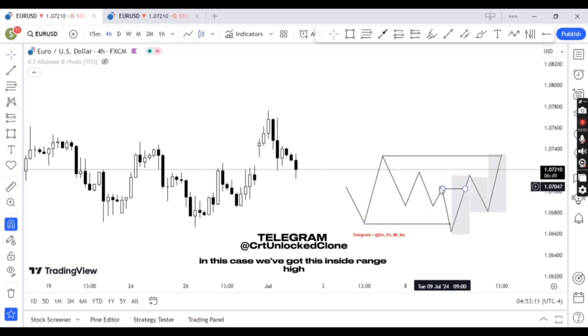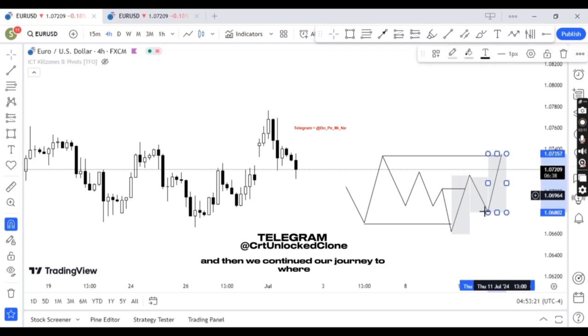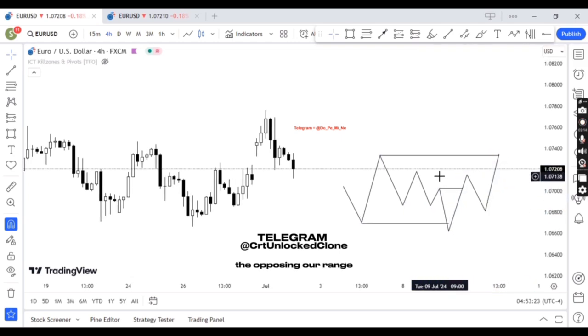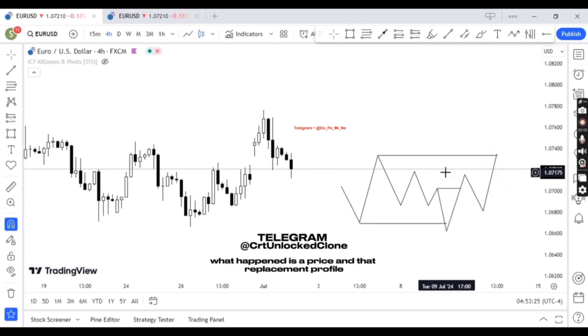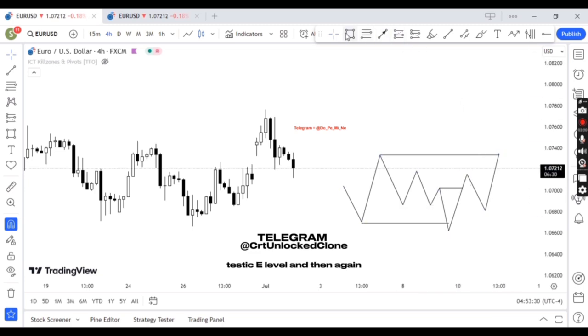In this case, we've got this inside range high which was taken, and then after that we had a retracement towards either a key level on the same time frame or a higher time frame, and then we continued our journey toward the opposing end of the range, right? Price in that retracement profile tested a key level, and then again it continued its journey higher and reached the opposite end of the range.